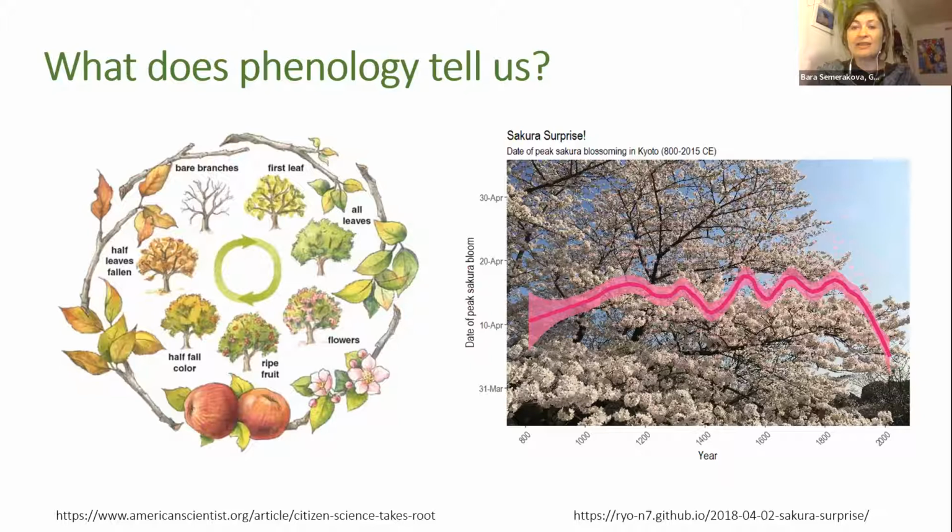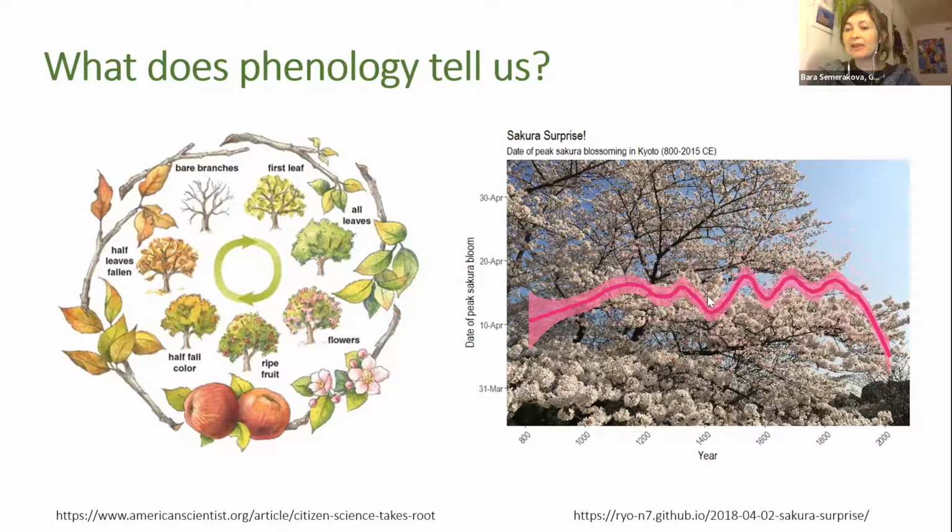As you can see, there are some records of the sakura flowering. Sakura is the cherry, the beautiful ornamental cherry that they almost worship in Japan and in those countries. And as you can see, on this graph on the right, there is the date when the peak of sakura bloom is over the years. On the bottom line, you can see the years, and on the y-axis, you can see the dates. It's the end of March and the beginning of April.